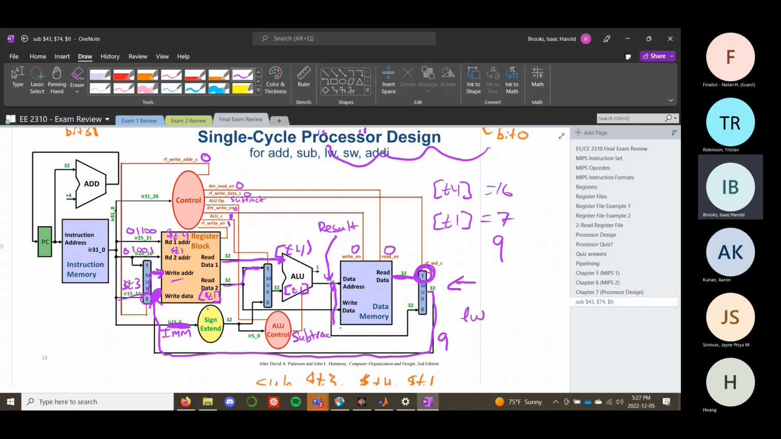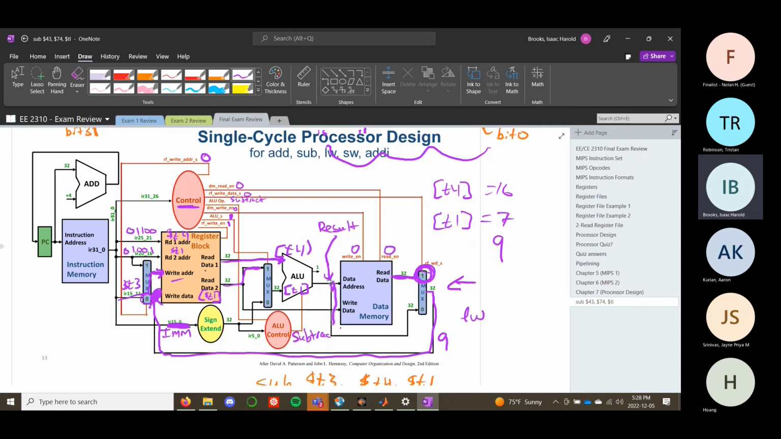So depending on the command, these MUXs are going to behave a little bit differently, but that's all going to be figured out by this control block. So once you can trace the path of everything, then you'll figure out what these bits need to be. And just don't lose track of anything, but it's really not that complicated. It definitely looks a lot more complicated than it is.